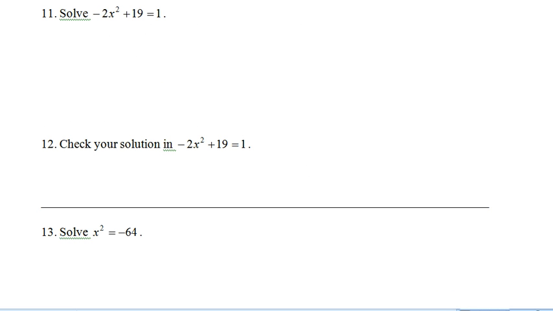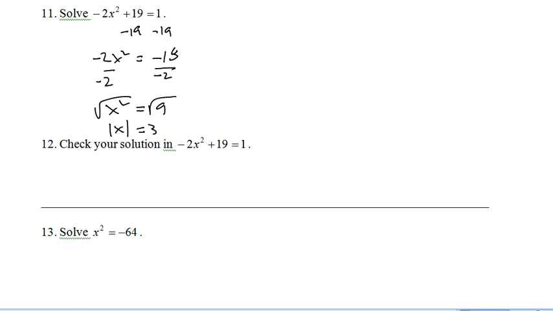Okay, and number 11, just a little bit extra to do before we can square root both sides. So I'm going to subtract 19 from both sides. I get negative 2x squared equals negative 18. Divide both sides by negative 2. I get x squared equals 9. Square root both sides, the absolute value of x equals 3. So x is going to equal 3 or negative 3.